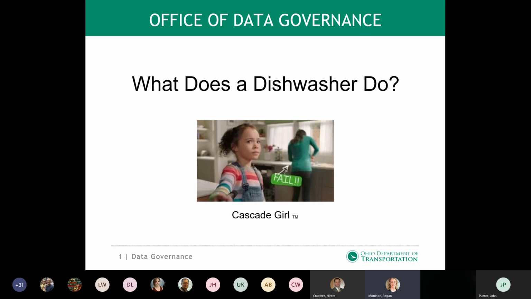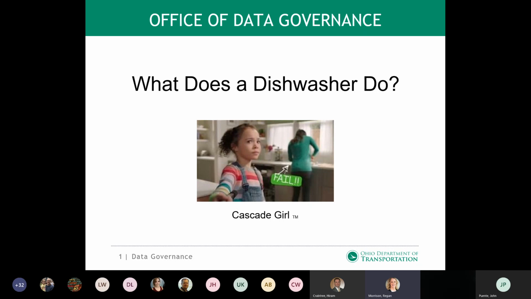It is my pleasure to introduce our guest speaker, John Puente, who is ODOT's Chief Data Officer and Administrator of the Data Governance Office. His office manages both policy and data standards utilized by the organization. John's office also oversees the collection of detailed business requirements and process documentation and helps manage the ancillary asset program for the DOT's Transportation Asset Management Plan implementation. Today, John will be presenting What Does a Dishwasher Do?